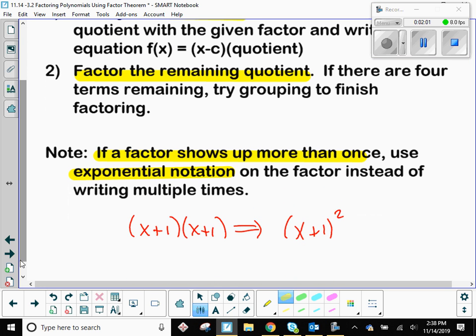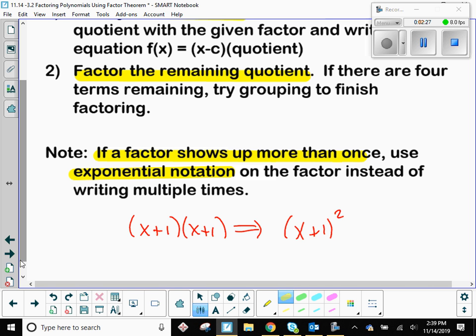It says, if a factor shows up more than once, use exponential notation on the factor instead of writing it multiple times. Here's what that means. Let's say you factor stuff. Math, you have all these factors. If one of them repeats, like for example, you have 2 x plus 1s, we're going to practice writing it like this. Okay, (x plus 1) squared, instead of just repeating it.